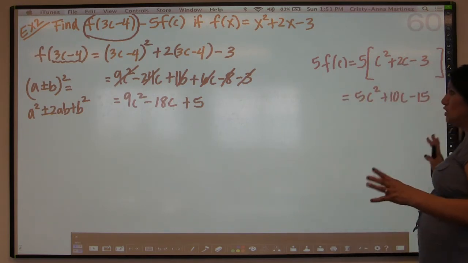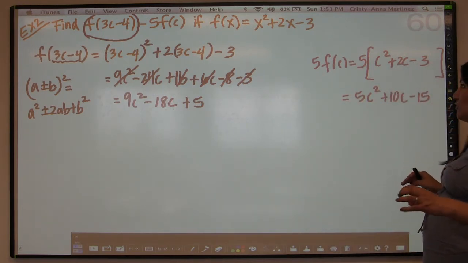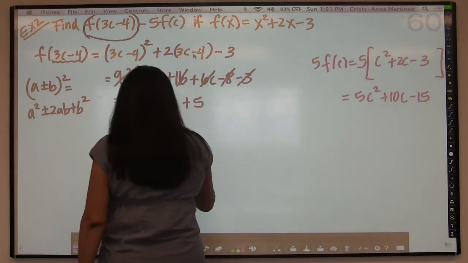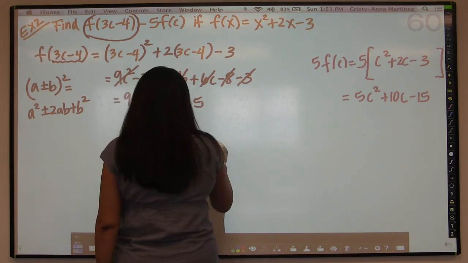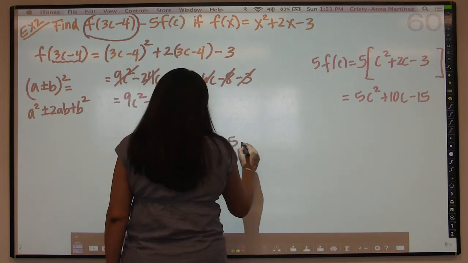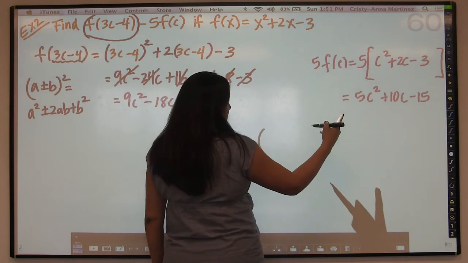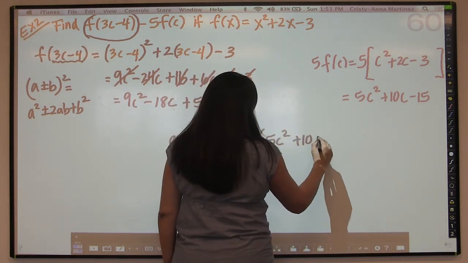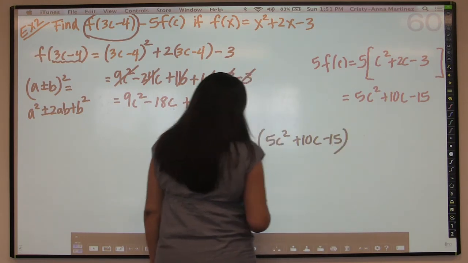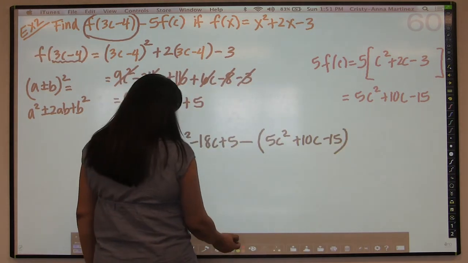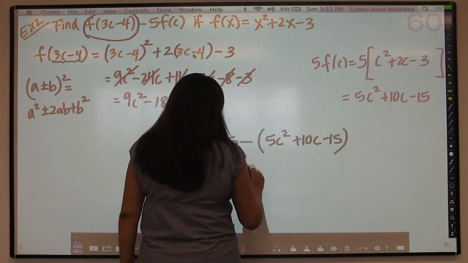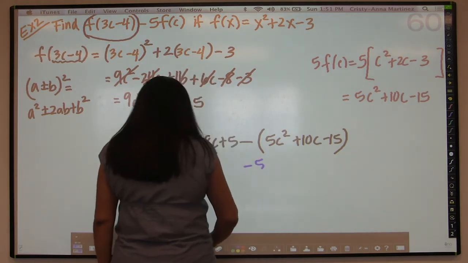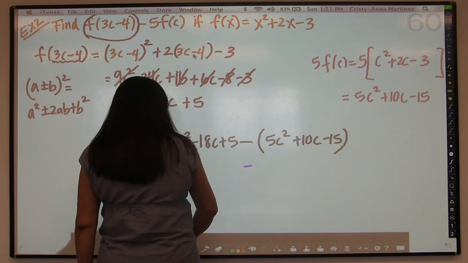So now I have the two pieces that I need, and all I have to do now is subtract the two. So I've got 9c squared minus 18c plus 5 minus my result from 5 times f of c, which is 5c squared plus 10c minus 15. Be very careful not to forget to distribute your negative. This would be minus, and actually I'm going to show you an easy way to keep track of your stuff.